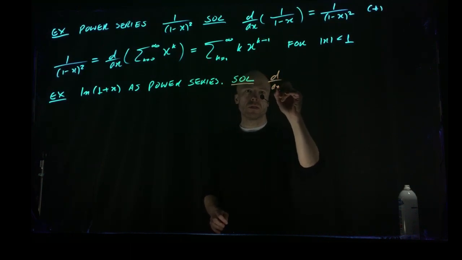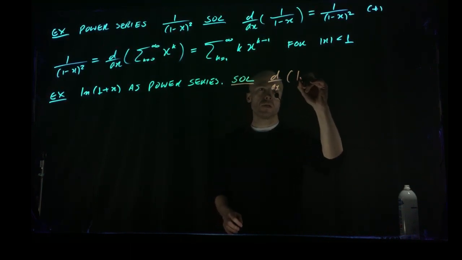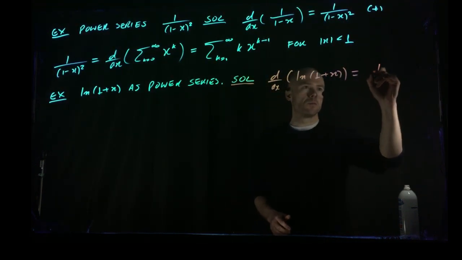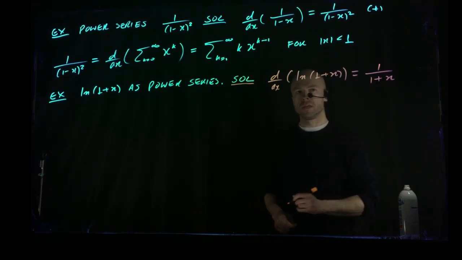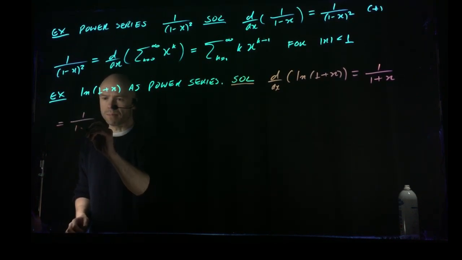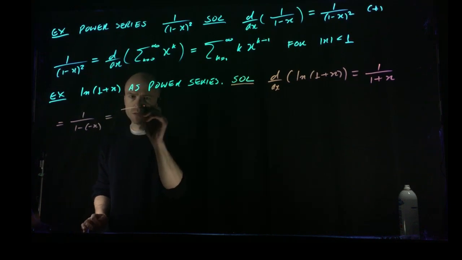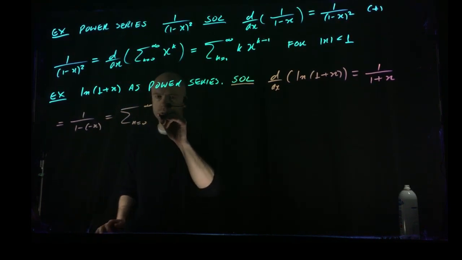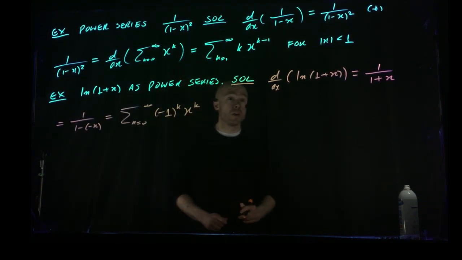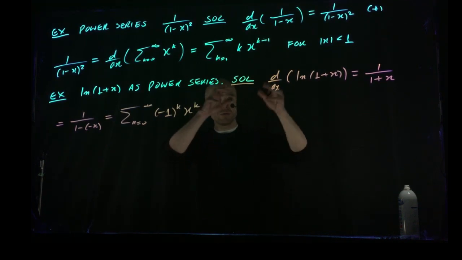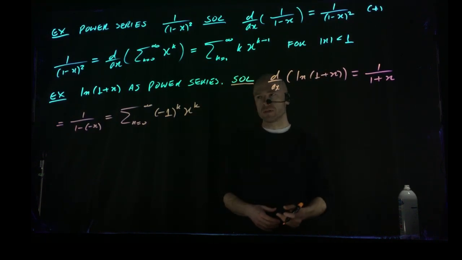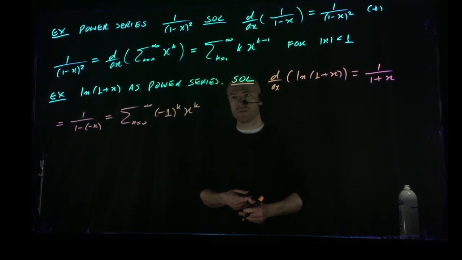So d by dx of log of 1 plus x. And by the chain rule, we differentiate the top, we just get 1. And then we're going to have this, right? But then this thing is a power series, right? So this is 1 over 1 minus x. So this is the sum from k equals 0 to infinity of minus 1 to the k, x to the k. All right, so we have that the derivative of the function we're interested in is the power series. So if we take the antiderivative of both sides, then we will actually have a representation of this, right?